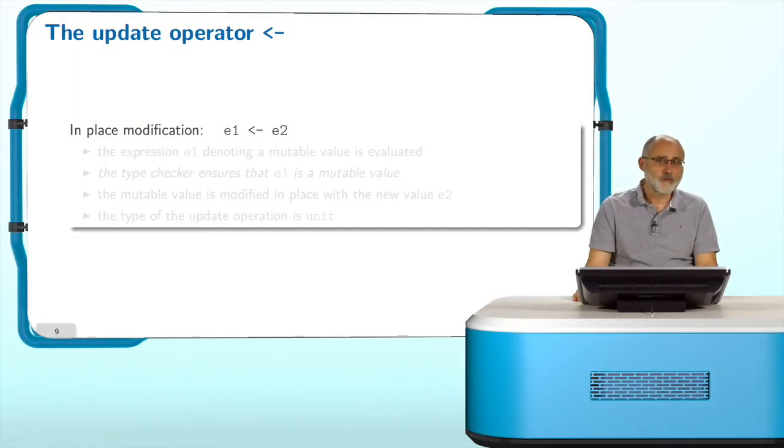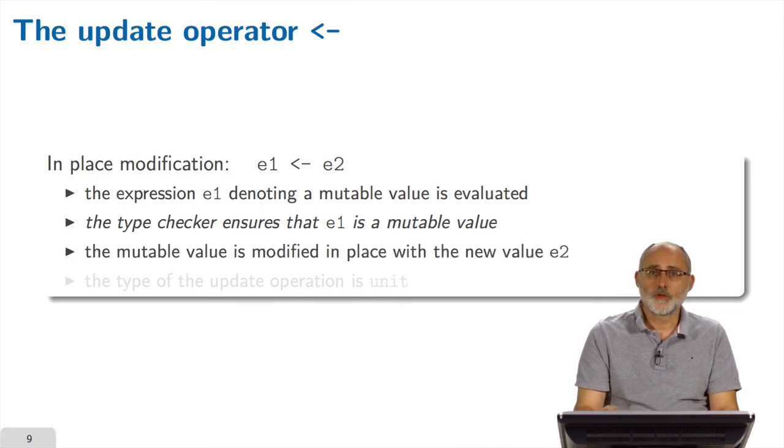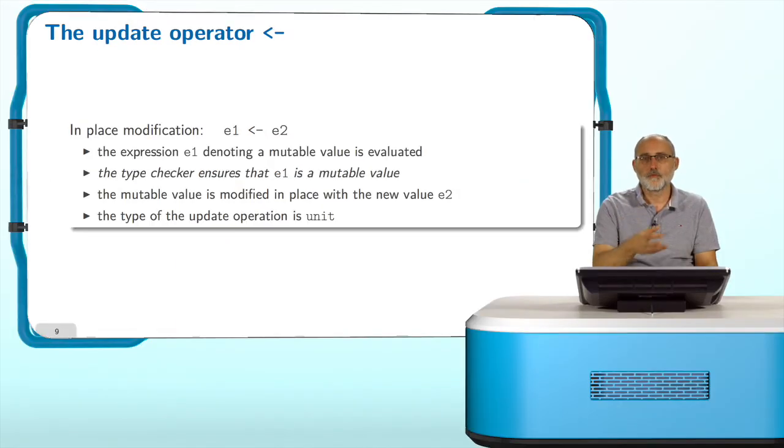So a few words on this update operator. It is used for in-place modification in general, so when you see an expression E1, then the update operator, then E2, the expression E1 is expected to denote a mutable value and is evaluated. The type checker actually ensures that E1 is a mutable value, and this mutable value is modified in place, and the new value is the result of evaluating E2. The type of the overall operation is just unit.